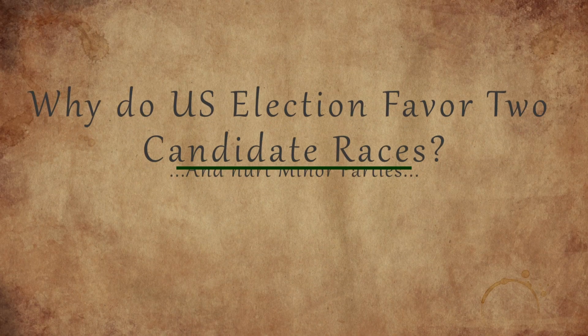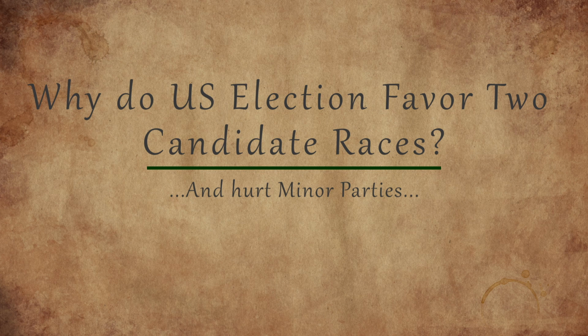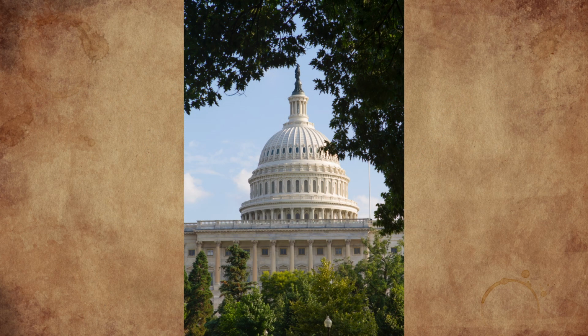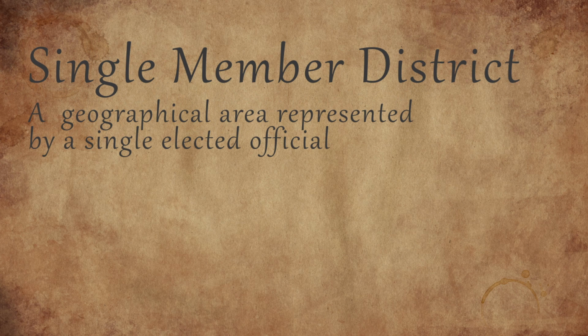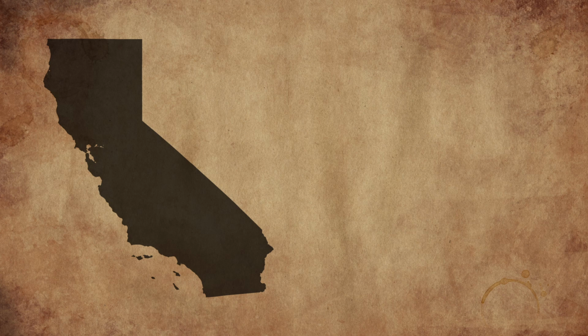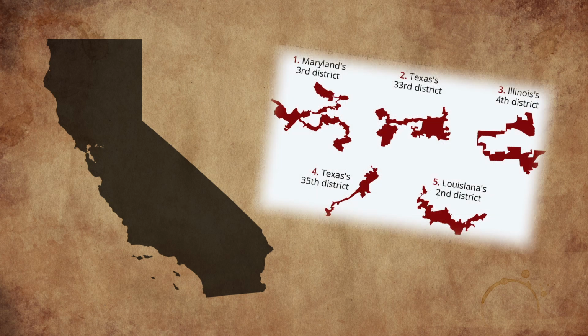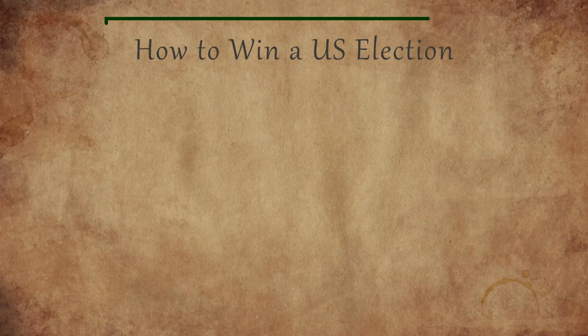With those disclaimers out of the way, let's discuss how the structure of U.S. elections favors a two-candidate system. In the U.S., each member of Congress comes from a single-member district. A single-member district is simply a designated area represented by one elected official. That area may be an entire state for a senator, or a weirdly drawn district for a member of the House of Representatives. Regardless of the size or shape of the district, there can only be one winner at the end of the day. So, what does it take to win?